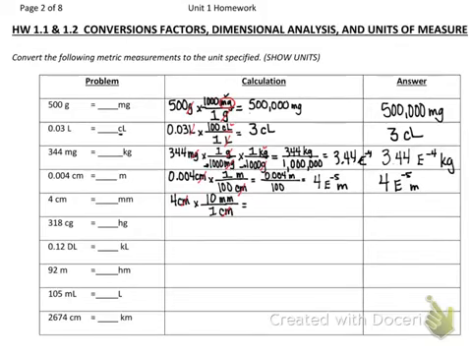Okay, so again, we're going to multiply our numerators. 4 times 10 is 40. We only have 1 in our denominator, so we don't have to do anything about that. So our answer would be 40 millimeters.